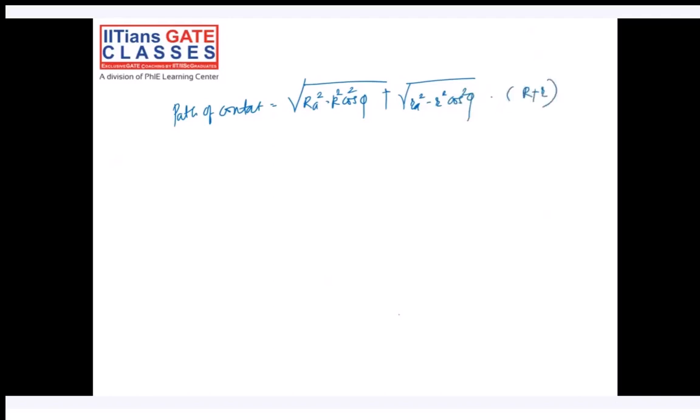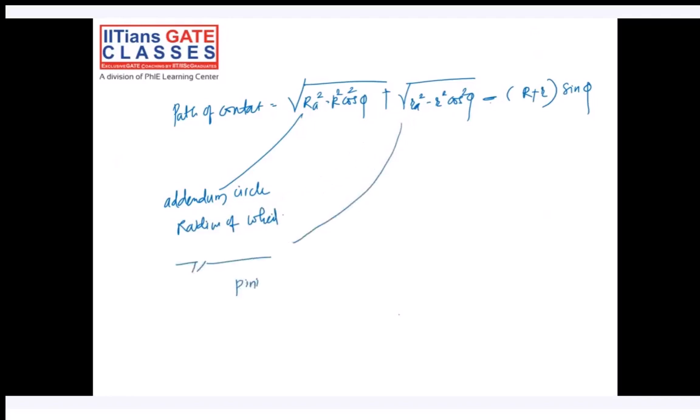Where RA is the addendum circle radius of the wheel, and ra is the addendum circle radius of the pinion, and this R is the pitch circle radius of the gear or the wheel, and small r is the pitch circle radius of the pinion. And phi is the pressure angle, so you can directly use this formula and get the path of contact.